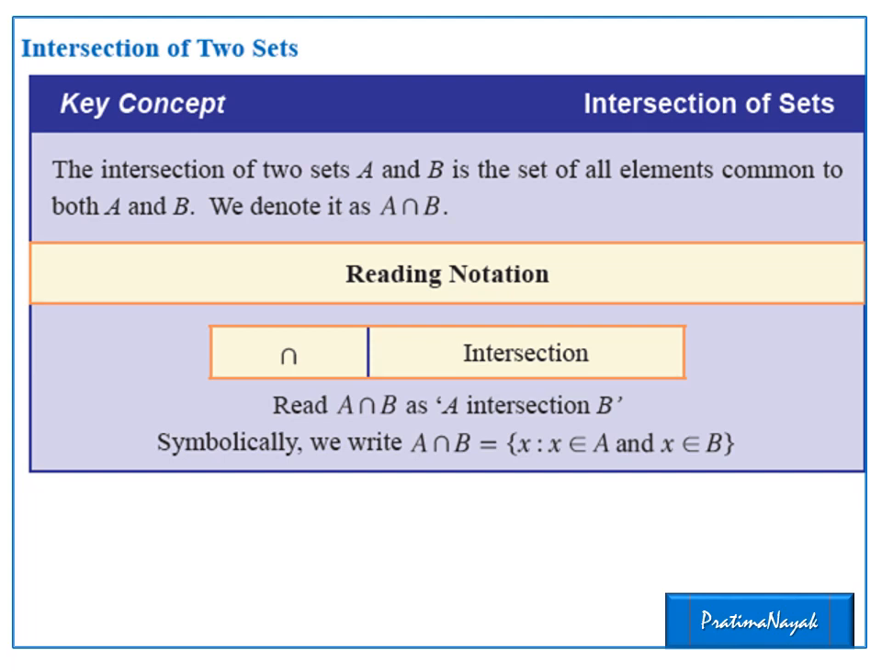Inverted U symbol is used for intersection. A intersection B we read as A inverted U B symbolically, or in set builder form we write A intersection B is equal to the set of all x such that x belongs to A and x belongs to B. That means it belongs to both. Then only it comes under set of intersection.